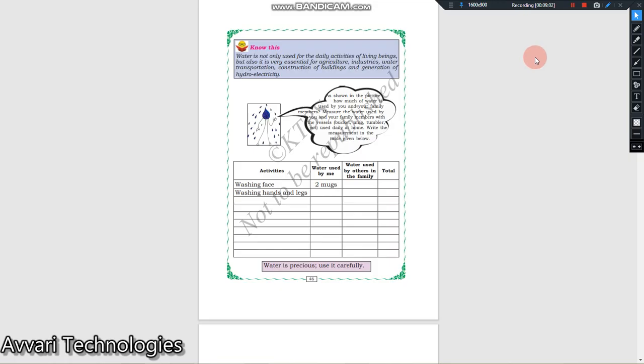Activities: washing face, washing hands and legs. We use at least 2 mugs. Write how much your family uses and what is the total of that. And for washing hands and legs, at least we need some 2 mugs for hands, some 2 mugs for legs. You take it as some 1 bucket. Water is precious. Use it carefully.